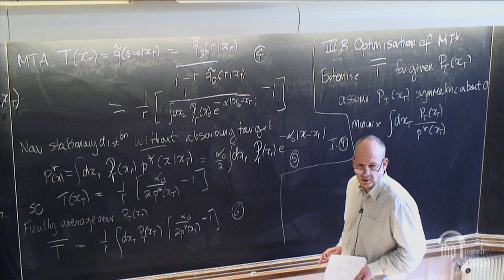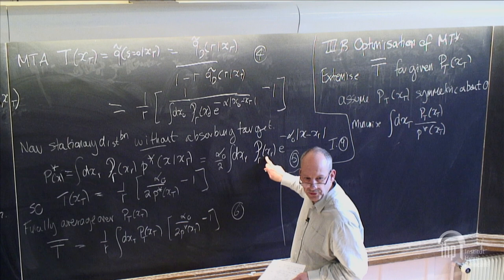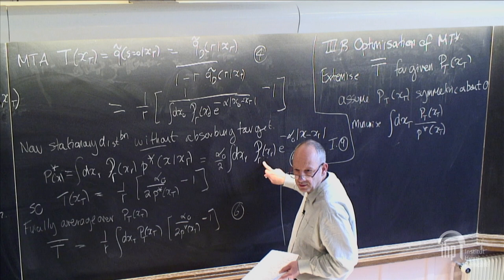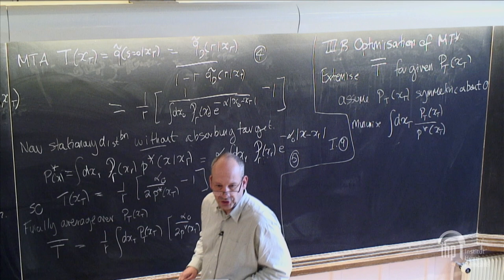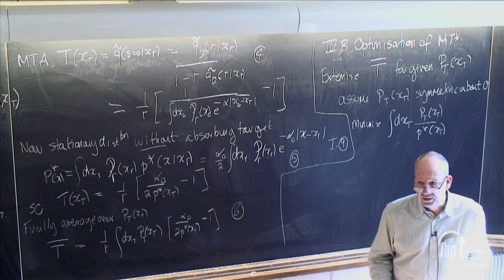Now, also, I've got another constraint. I'm minimizing something, and this is a functional of the resetting distribution. But also I have the constraint that this should be positive, or non-negative anyway. And that puts an additional constraint in there. And finally, I have the constraint that this should be normalized to 1. So this is an extremization subject to constraints.